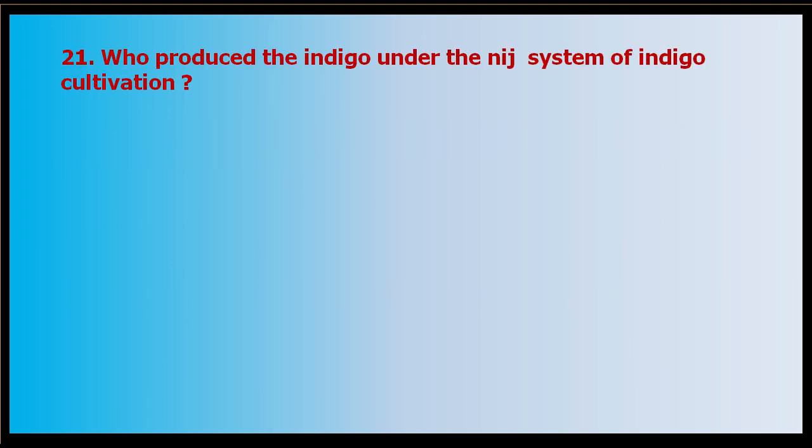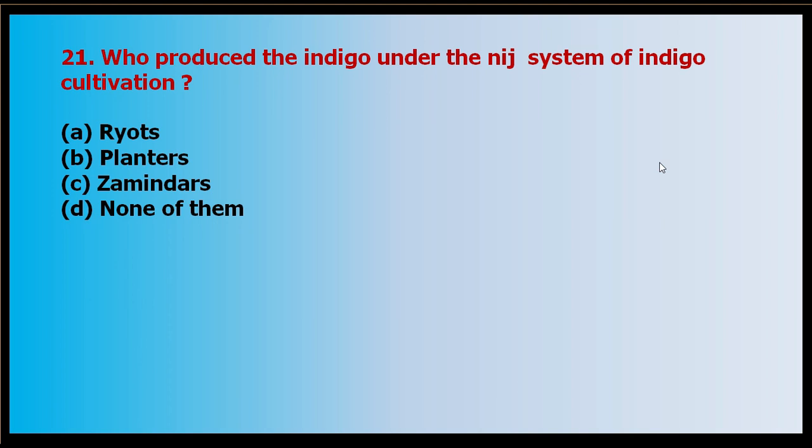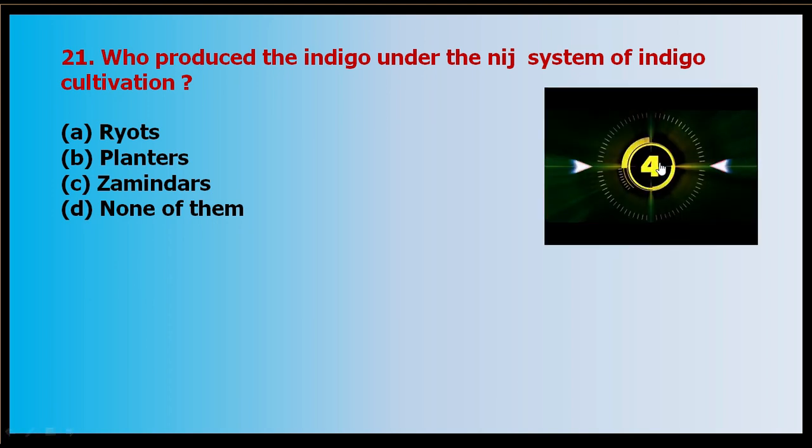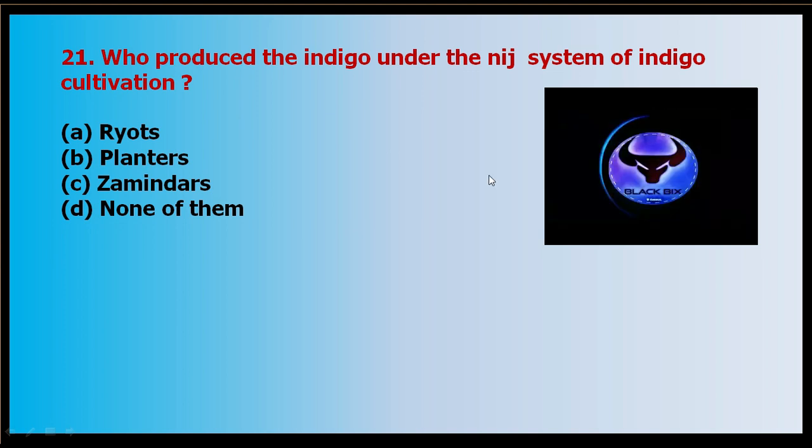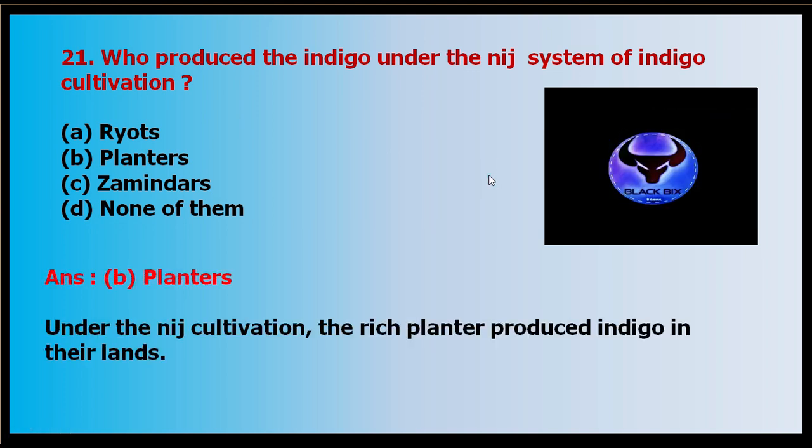Now moving to question number 21. Who produced the indigo under the Nij system of the indigo cultivation? Your options are: Ryots, option B planters, option C is zamindars, and option D is none of them. Your time starts now. Who produced indigo? Nij. Okay, so time is up. The answer is planters. Under the Nij cultivation, the planters produced the indigo on their own land.